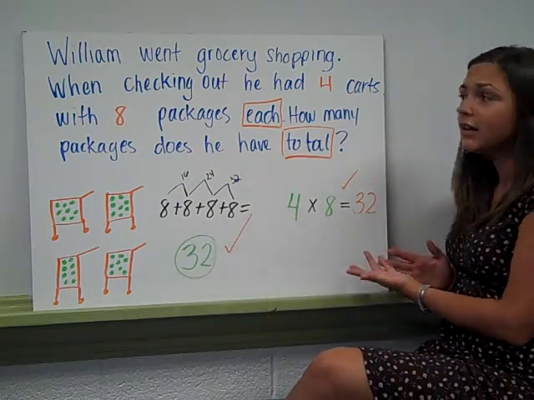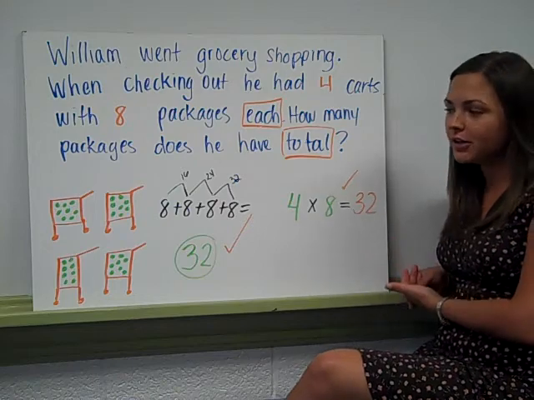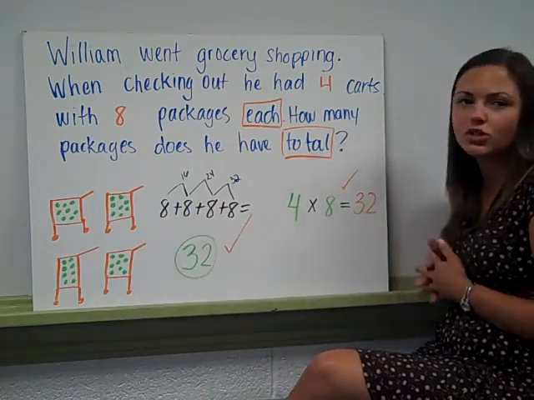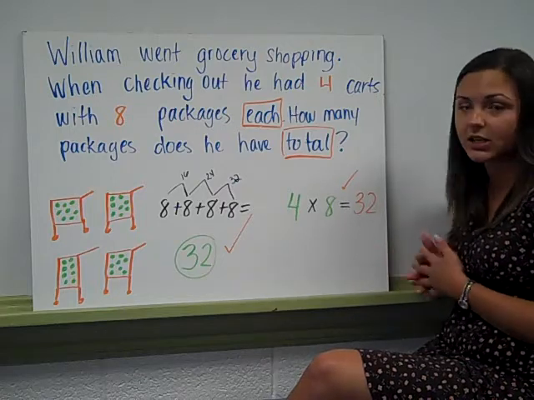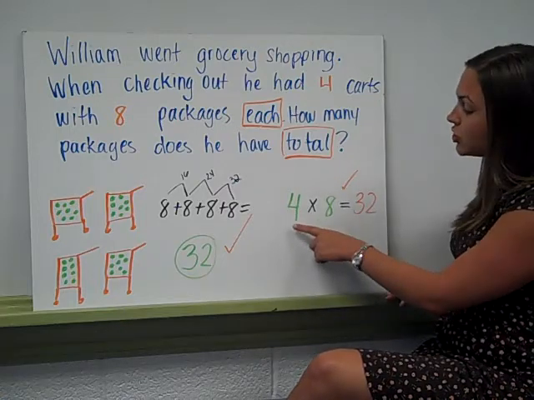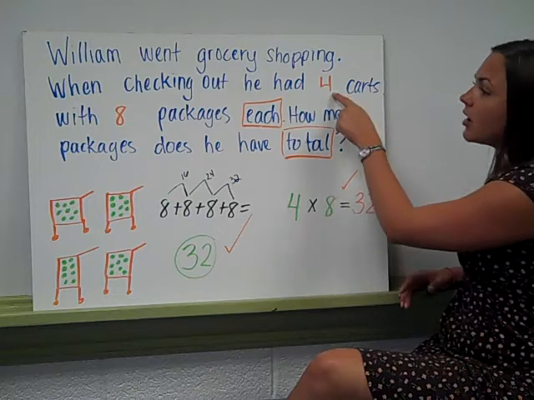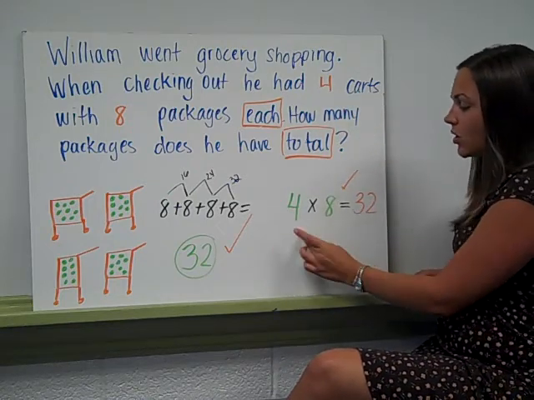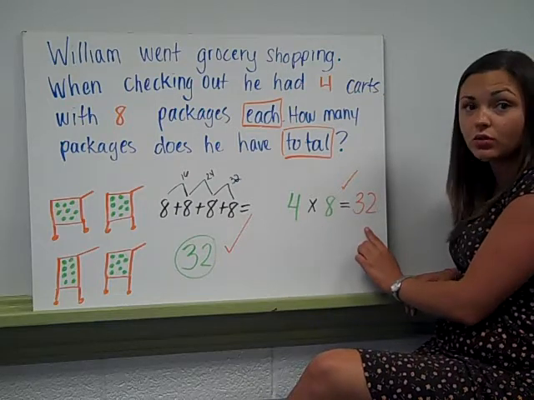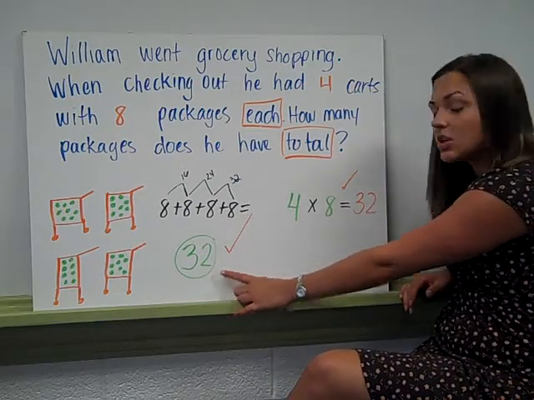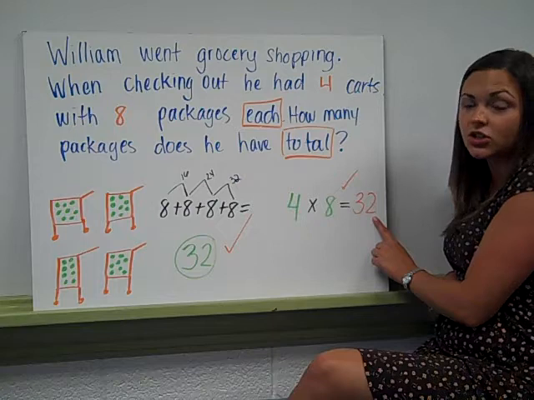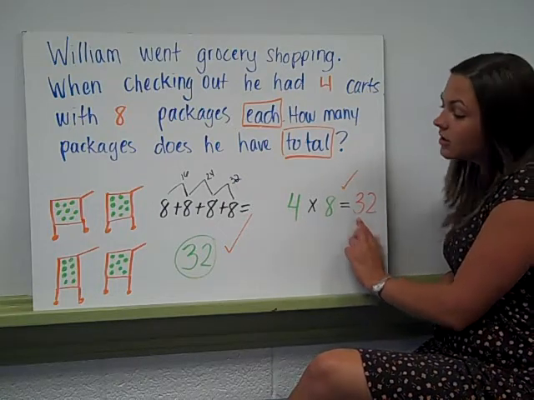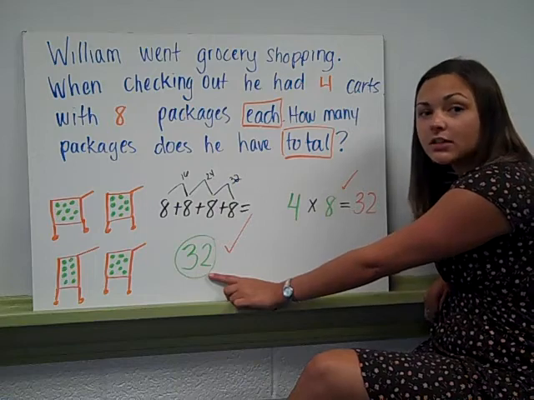On the other hand, if I wanted to make it simpler, instead of writing all this or drawing a picture, which you should always draw pictures to help you if you don't know the multiplication fact, I can do 4 times 8. 4 carts, 8 in each, how much total? 4 times 8 is 32. 32 with repeated addition, 32 with multiplication. I'm getting the same answer. This is called a product in multiplication. This is just my sum in addition.